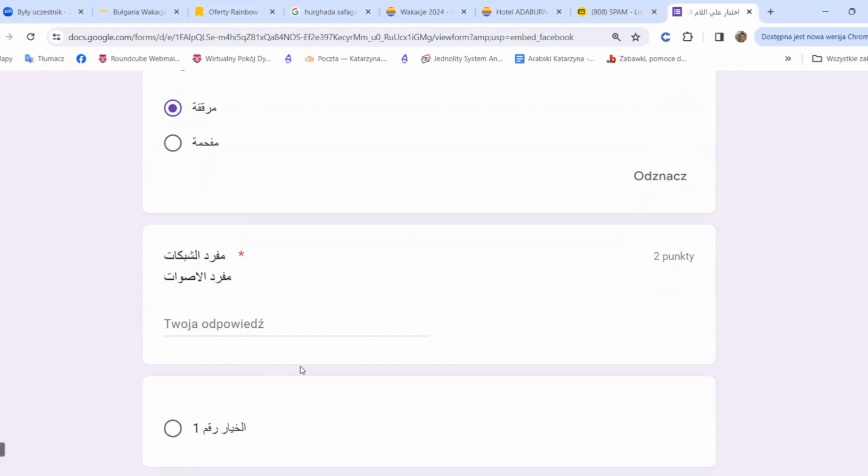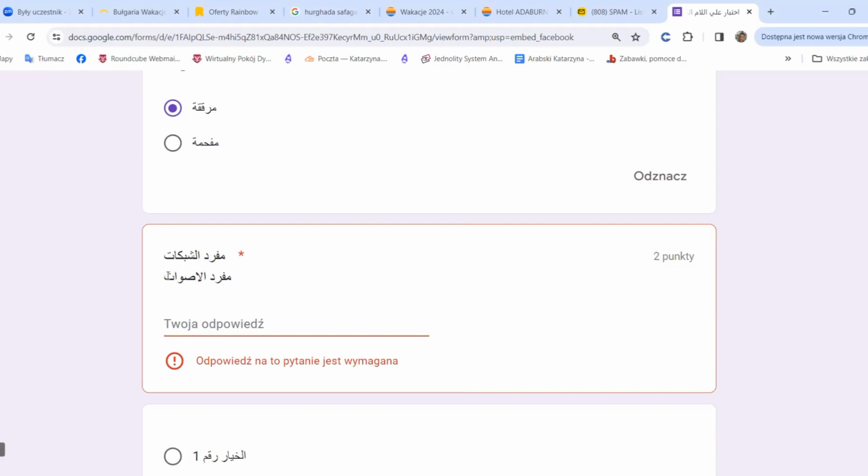مكرت الشبكات. الشبكة, net, international. What is المفرد? Mufrad means singular. What is the singular of shabakat? So you will write ashabakatu. You will remove alif.